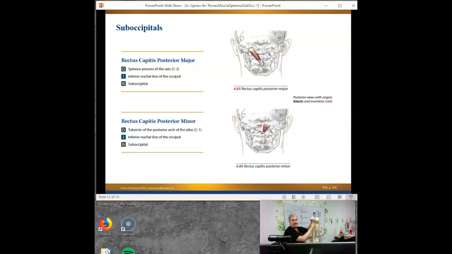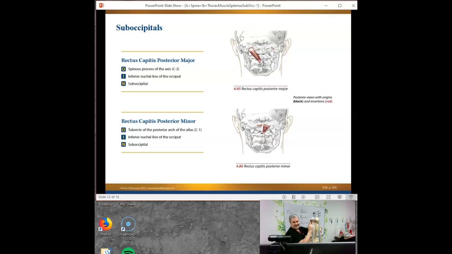That this muscle attaches to this rectus capitis posterior minor. Again, I don't get too tied up in this. I just remember these go to C1 and C2. I just want to explain to you that it attaches to that, because there's nothing else to attach to back here. There's a tiny little bump and it attaches to that.